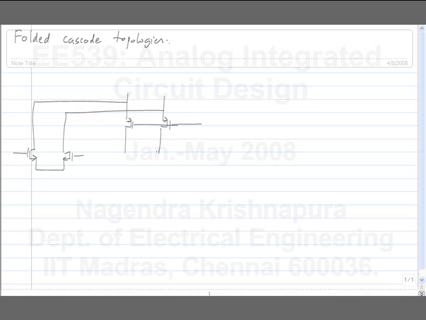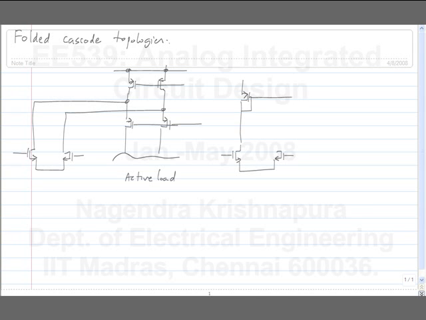Okay. And then here we have the active load. And this is a current source. Okay. And the other topology that we started off with was to mirror currents using this.